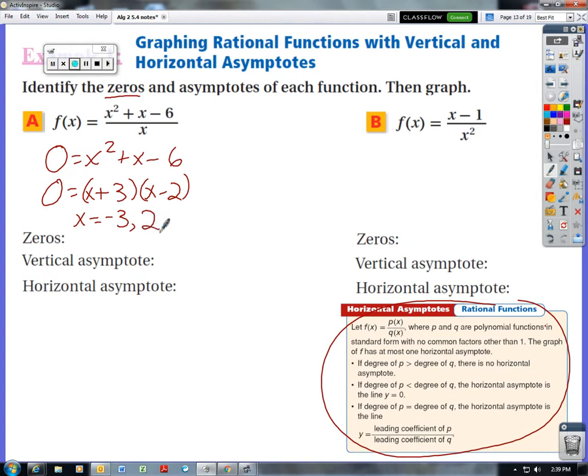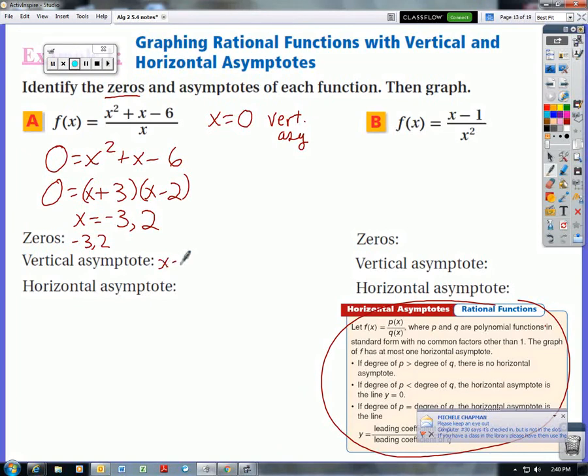Those are the zeros. The vertical asymptote is when you make the denominator equal to 0, as long as there's no common factors. We haven't talked about that yet, but that is the case. So if you make the denominator equal to 0, you get x equals 0. That's your vertical asymptote. That's a line. And then we get to talk about the horizontal asymptotes. Here's my little list right here. So the zeros are negative 3 and 2. Vertical asymptote, x equals 0.